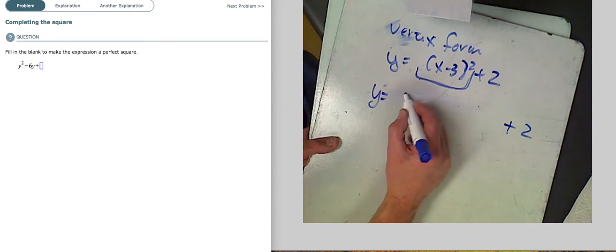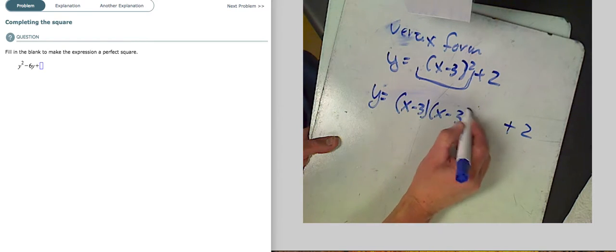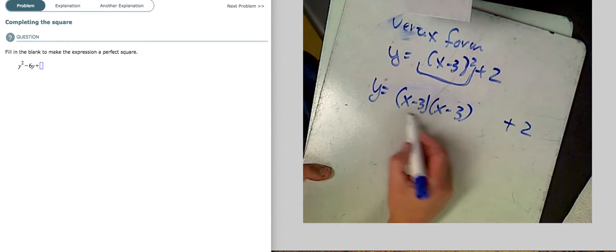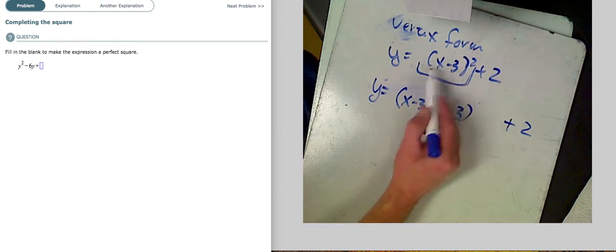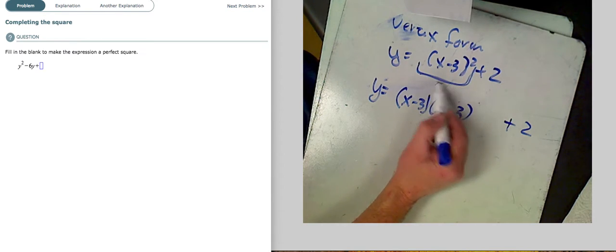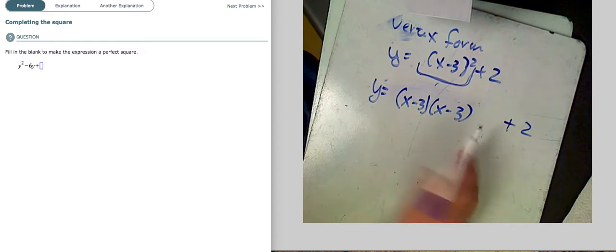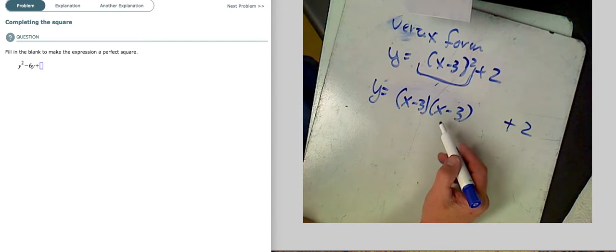We know that this is equivalent to x minus 3 times x minus 3, which is a special type of binomial in that it's a binomial squared, right? And this can be really helpful to get things in this form because, one, it tells us vertex form, but it does other things too that we'll learn later.